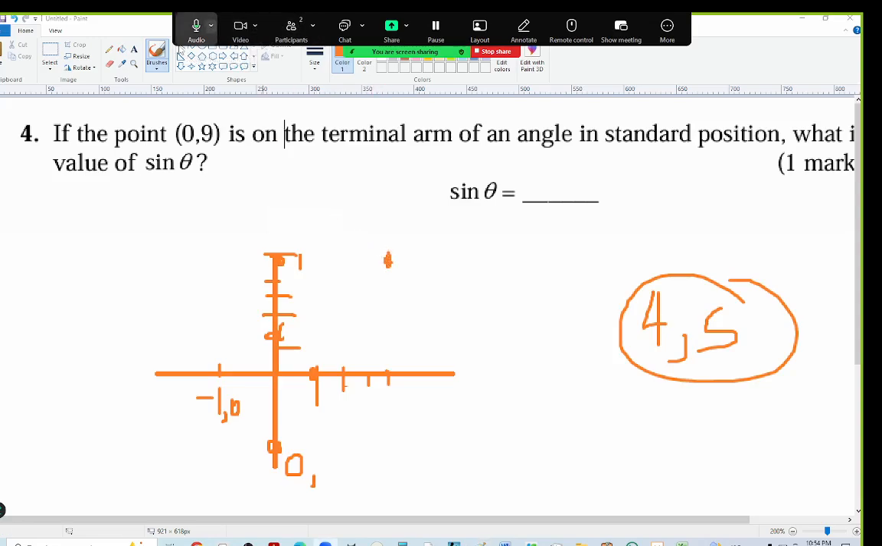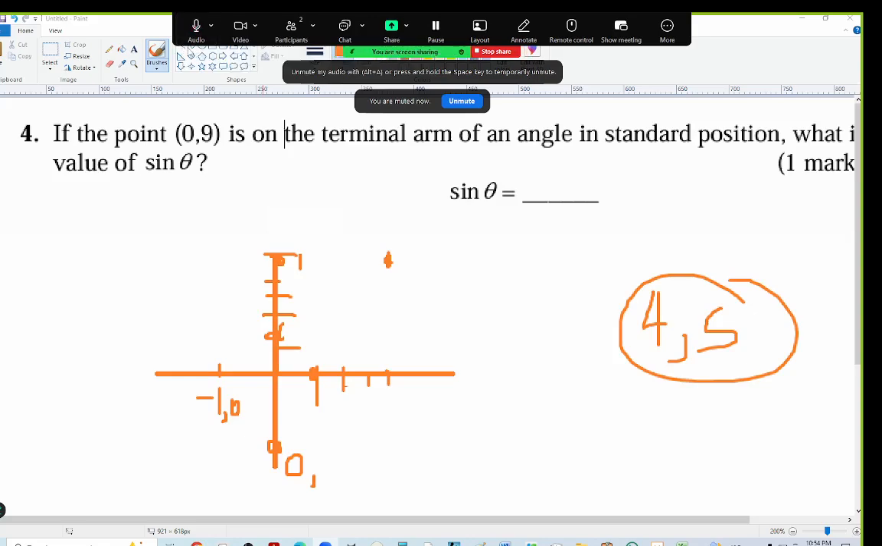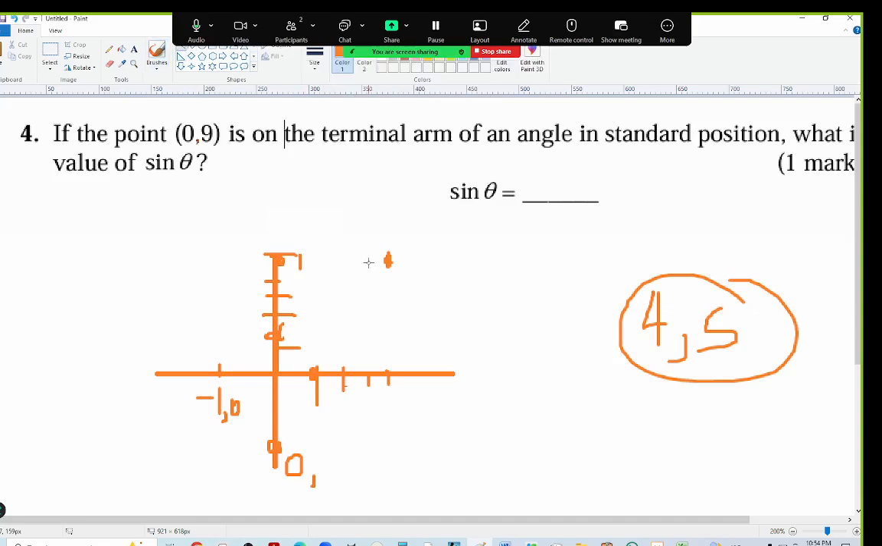Instantly, what I want you to do is draw a triangle like this, straight to the origin. Then I want you to draw it straight down, and then straight to the origin again like that, so that we form a 90-degree triangle.